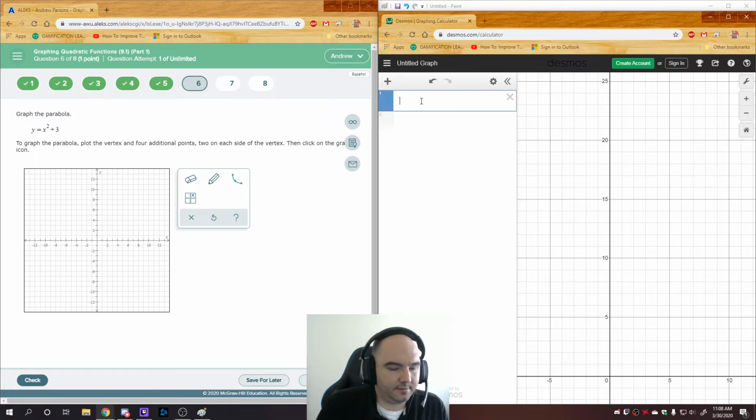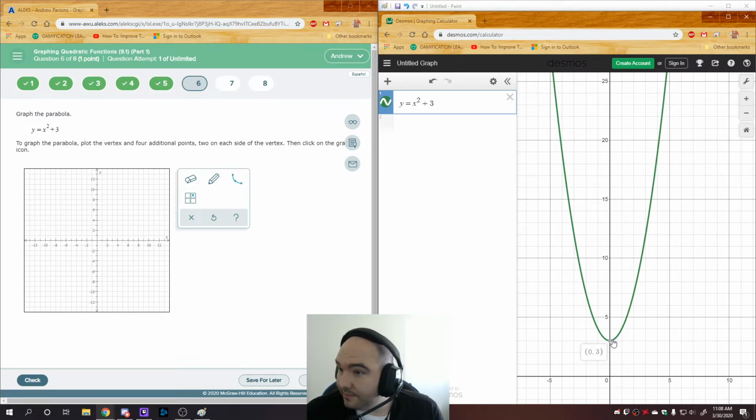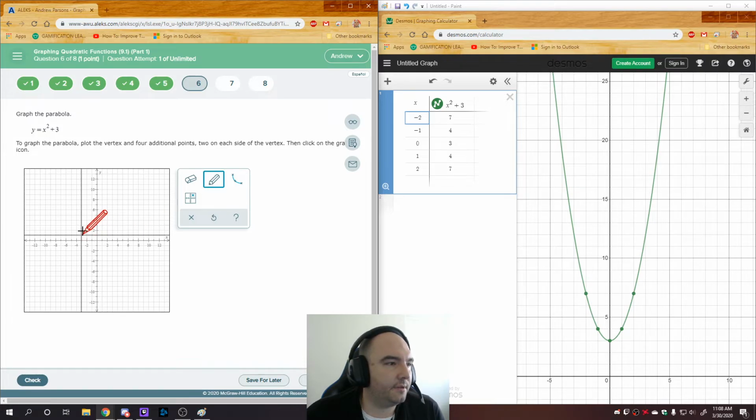So graph the parabola. I'll do the same way. So y equals x squared plus 3. It's graphed. You'll notice the vertex is nicely in the center. Now it's up a little bit. It's not 0, 0, but if I just convert it directly to a table, it will still show me the 5 points I need. It shows me the middle and then 2 to each side. So let's graph it. -2, 7, -1, 4, 0, 3, 1, 4, 2, 7.